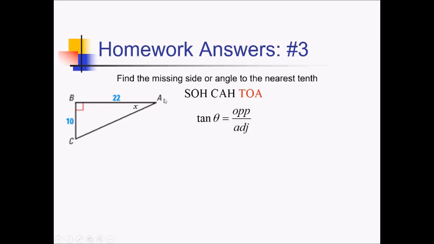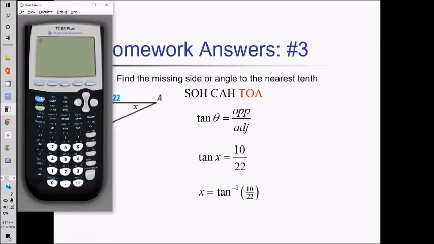So then we can write tan of x, the angle we want, equals the opposite side of 10 over that adjacent side we were talking about of 22. And to get the actual value of x, I'm going to need to take inverse tan of both sides. So I end up with x equals tan inverse of 10 over 22, which I now go to the calculator for. On the calculator, we're going to do second and then tangent, and then we've got 10 divided by 22, and that's going to come out to 24.4. Now this is an angle, so that's degrees.